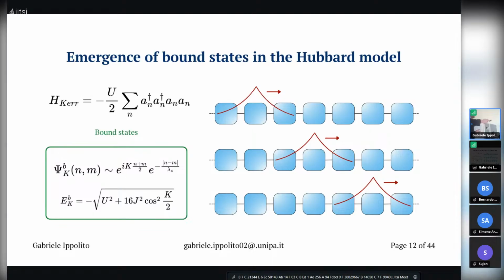Here you can see the typical wave function for a bound state in the Hubbard model. It is a function of n and m, where n and m are the positions of the two photons that propagate in the array. We see that they are exponentially localized in the relative coordinate, meaning that they propagate, but they are forced to be exponentially localized around each other and propagate together.